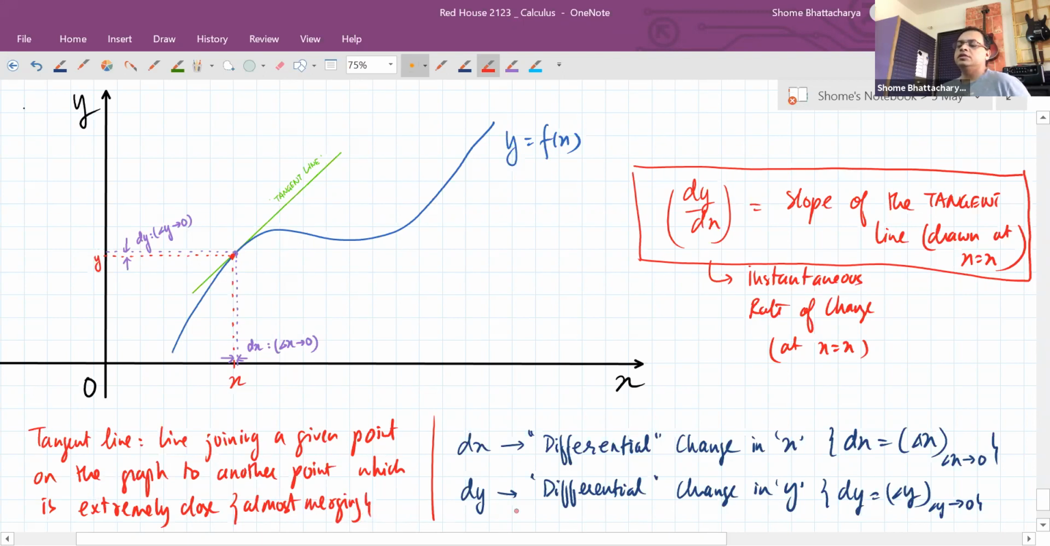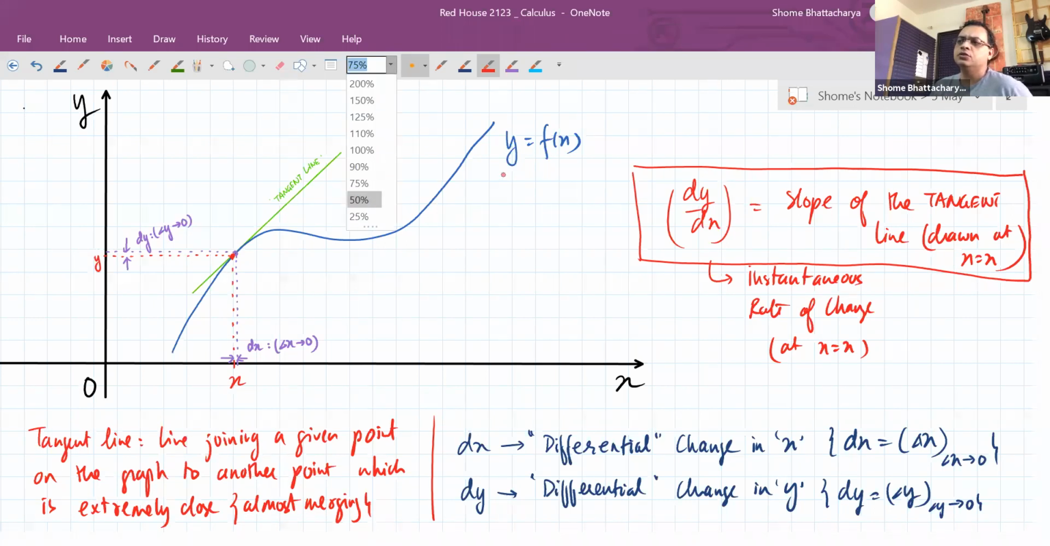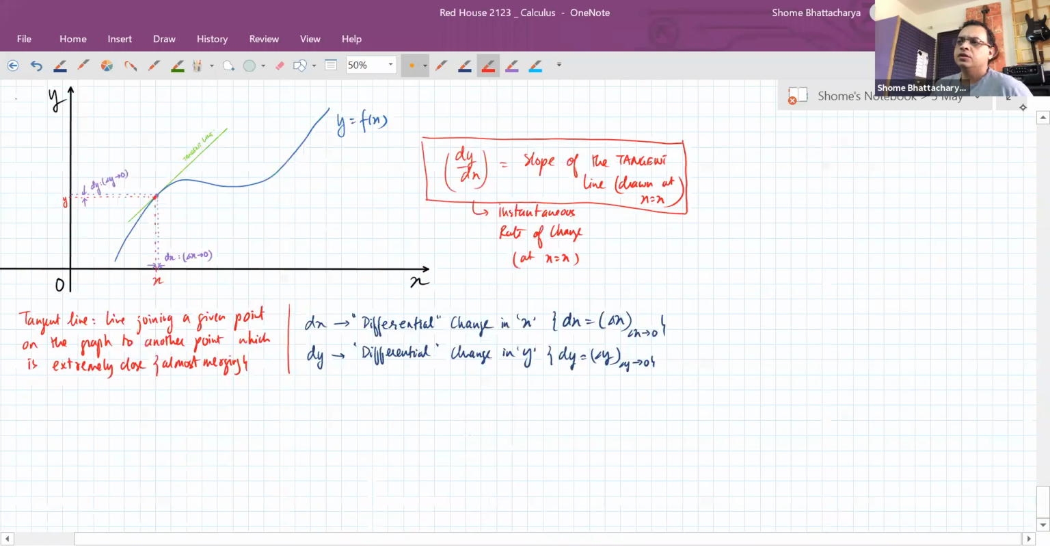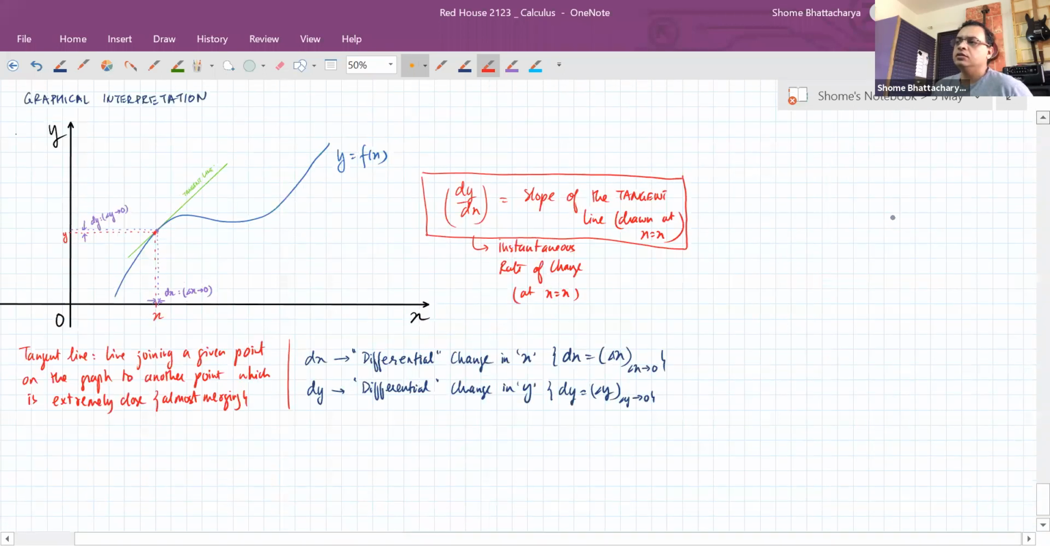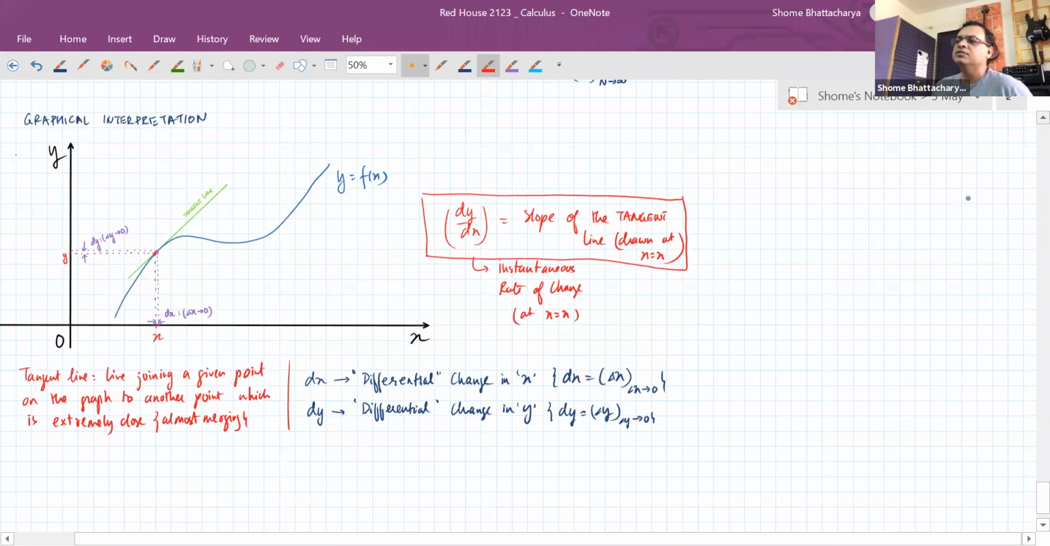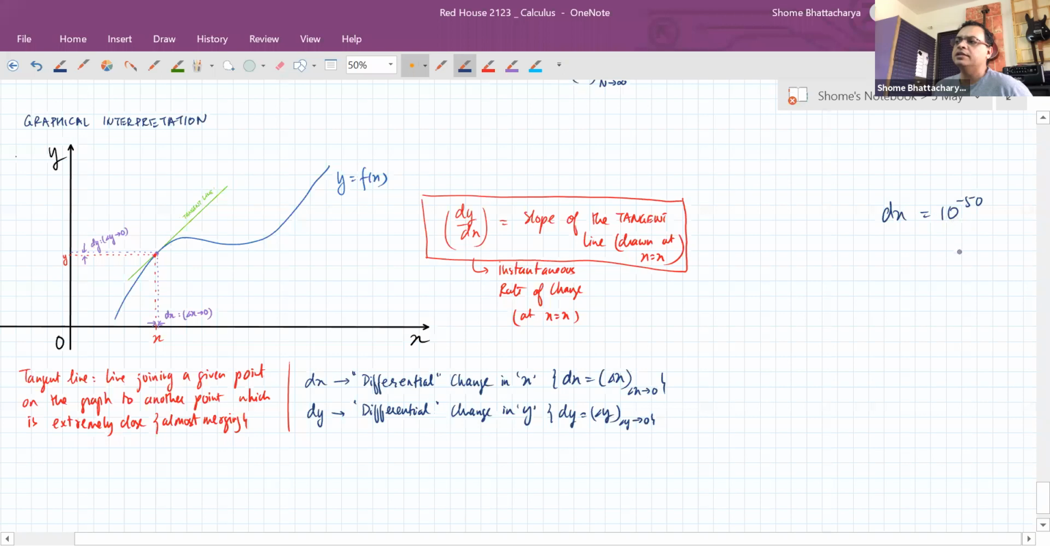Sir, could you please explain one more time how differential change in x and y is tending to 0? It's not how, that is the definition. Differential change means that it is a change in x that is so small that it is tending to 0. So it's as small as you can imagine. If I say dx is 10 raised to minus 50, this is also not a correct way of saying it. We could have a number like 10 raised to minus 60, which is even smaller. So it is the smallest possible that one can imagine.